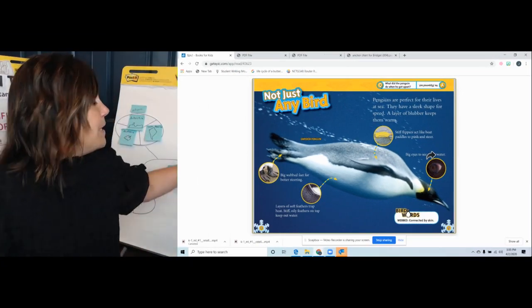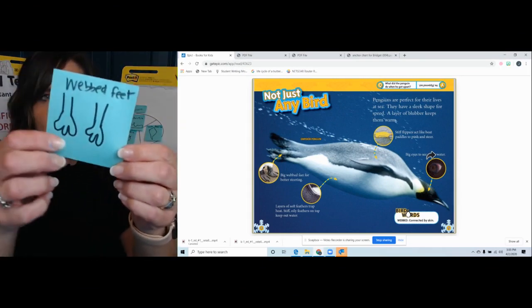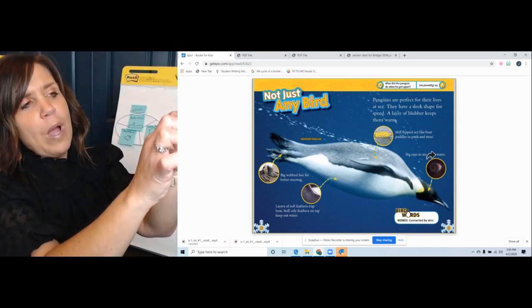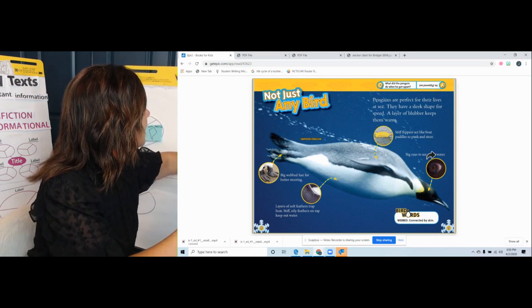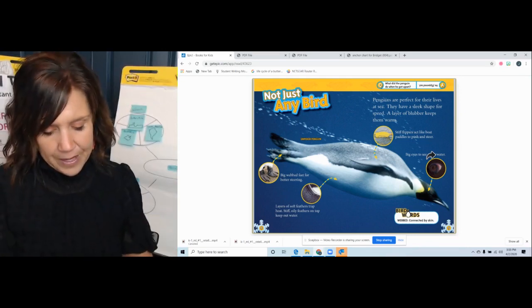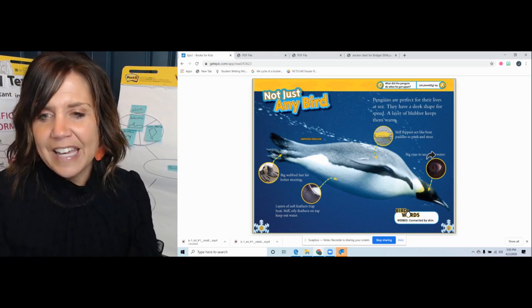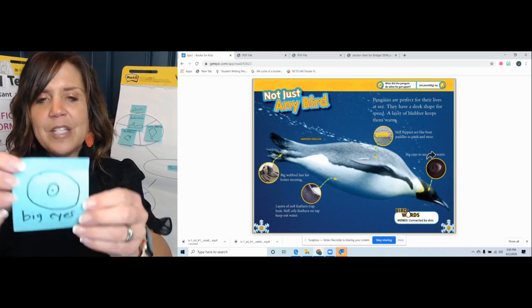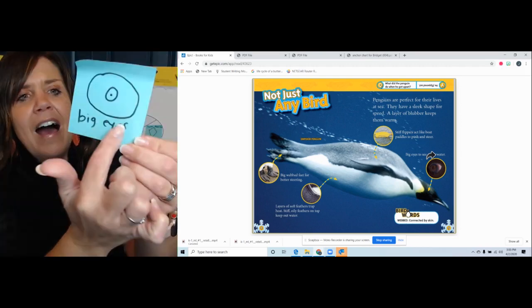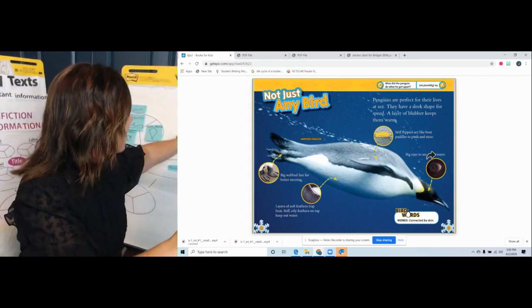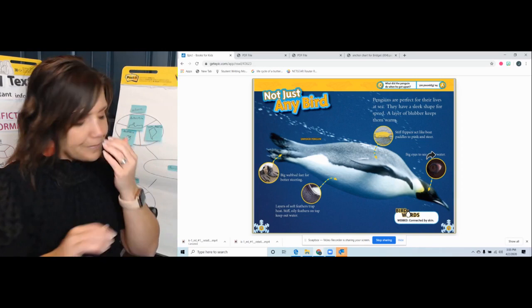I'm going to make one of those pieces about webbed feet, because I feel like that was an important detail. So I drew the webbed feet and I wrote webbed feet, and that's going to be one piece of my oval there. And then I'm thinking the big eyes to see. They have big eyes. So I drew a big eye there and I wrote the words big eyes. That's going to go on another section of this web about body parts.